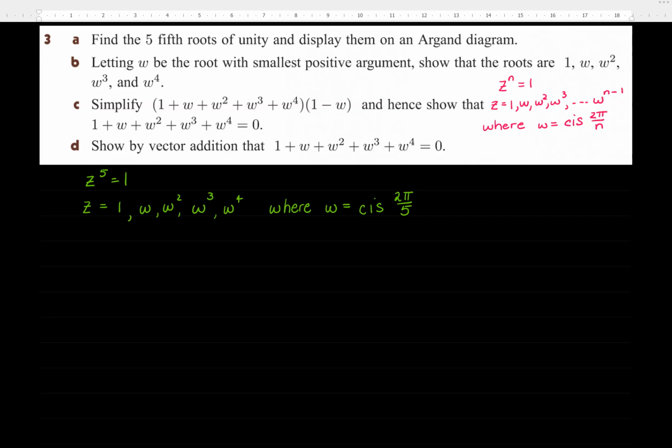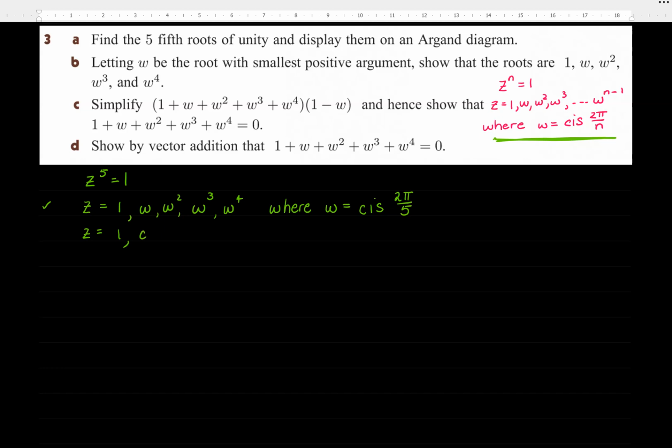Okay, working our way through, we've got number 3 here. Find the fifth roots of unity and display them on an Argand diagram. So again, we're using this rule, or this formula. Hopefully we're up with that by now. So I hope you agree with this. And therefore we end up with z equals 1.